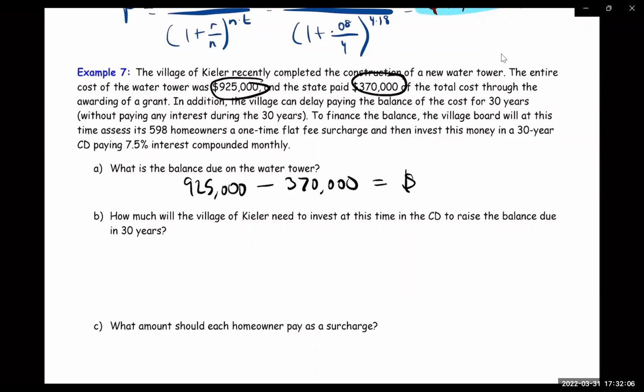I'm getting $555,000. So that's the balance that's going to be owed.